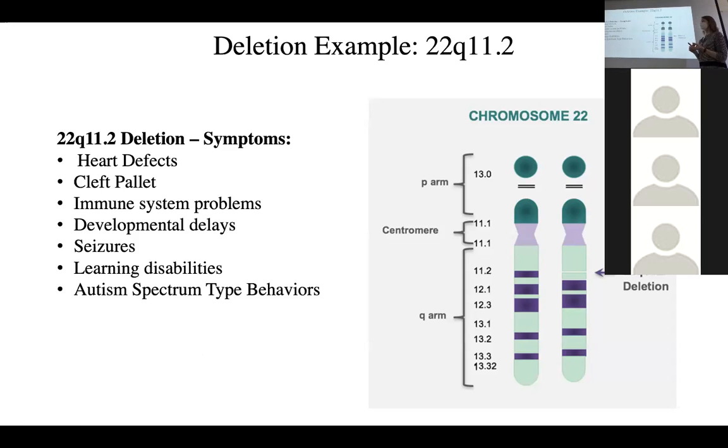So it can cause a lot of different effects, as you can see here. Just this one deletion: heart defects, cleft palate, problems with the immune system, developmental delays, seizures, learning disabilities, autism spectrum type behaviors. So just with that one deletion, you can possibly have all of these or a combination, a subset of some of them. So deletions are usually not a very good thing.